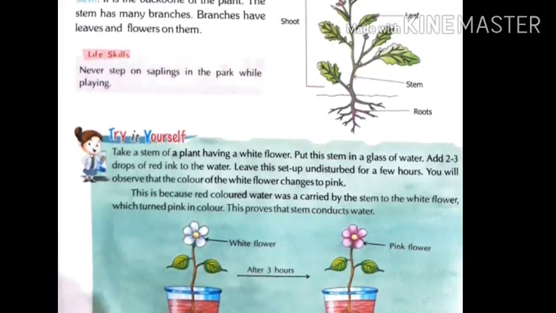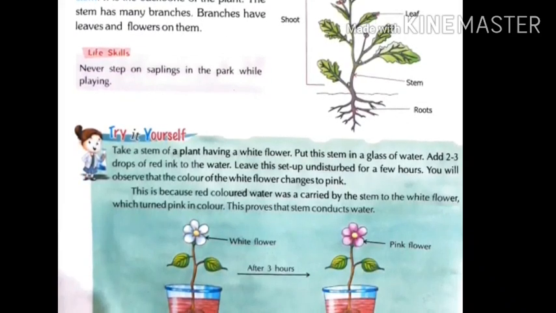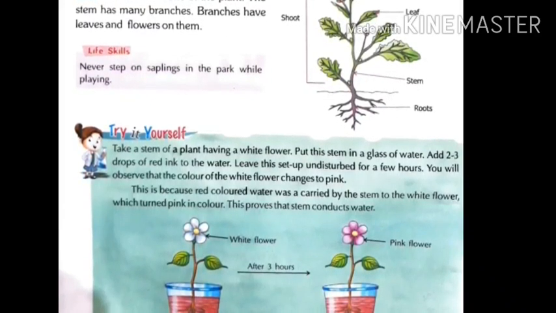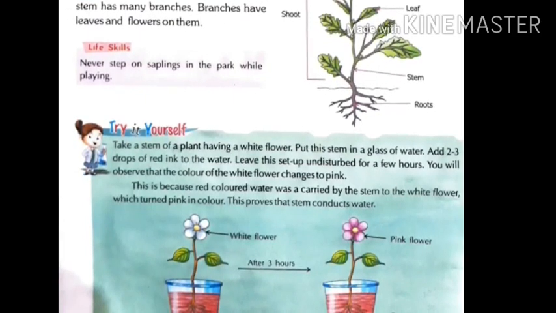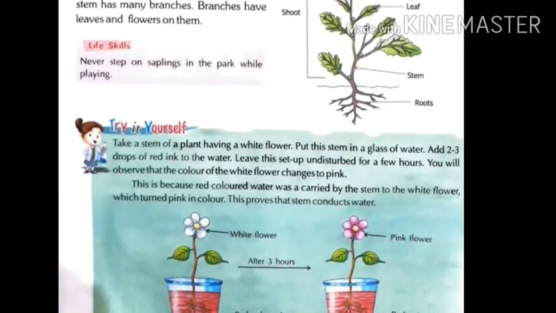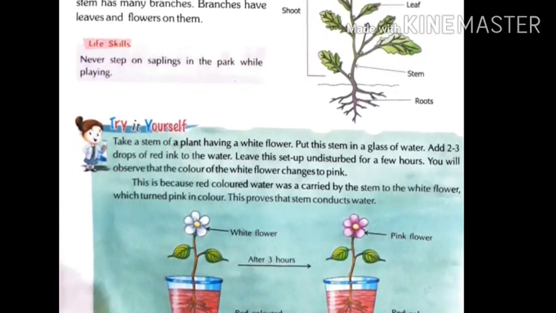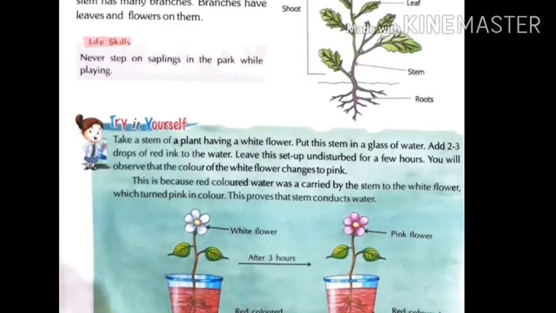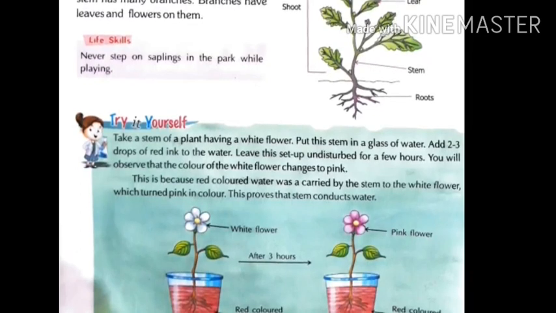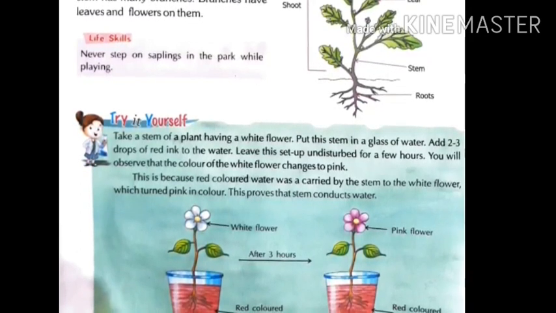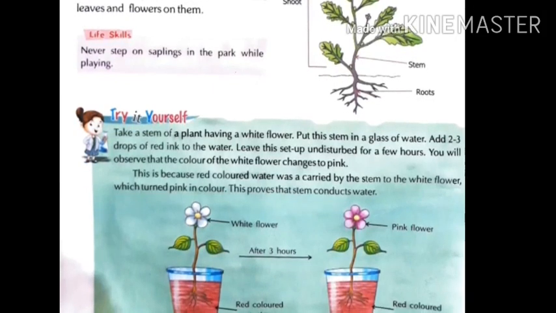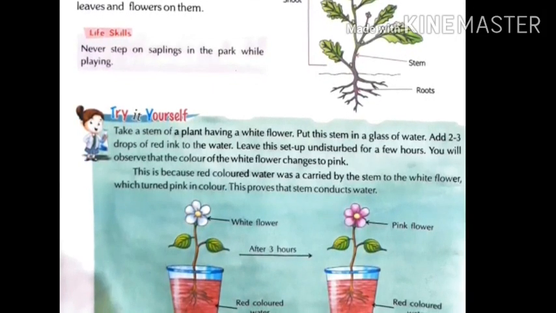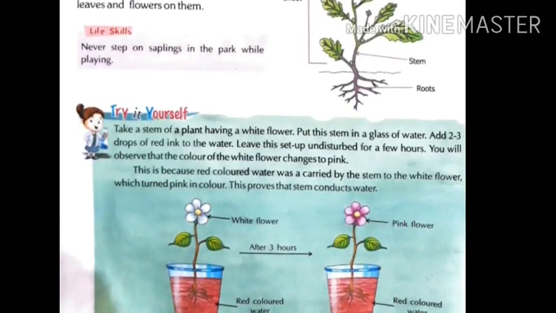Take a stem of a plant having a white flower. Put this stem in a glass of water. Then add 2 to 3 drops of red ink to the water. Leave this setup undisturbed for a few hours. You will observe that the color of the white flowers changes to pink.